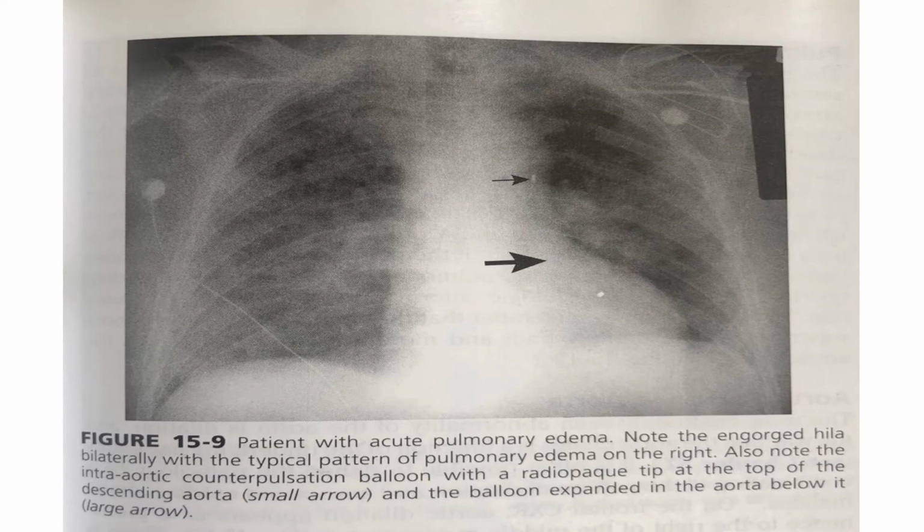This is another example of a person with acute pulmonary edema, as we can see by the classical batwing appearance. This is illustrated by the haziness and engorged pulmonary hila.